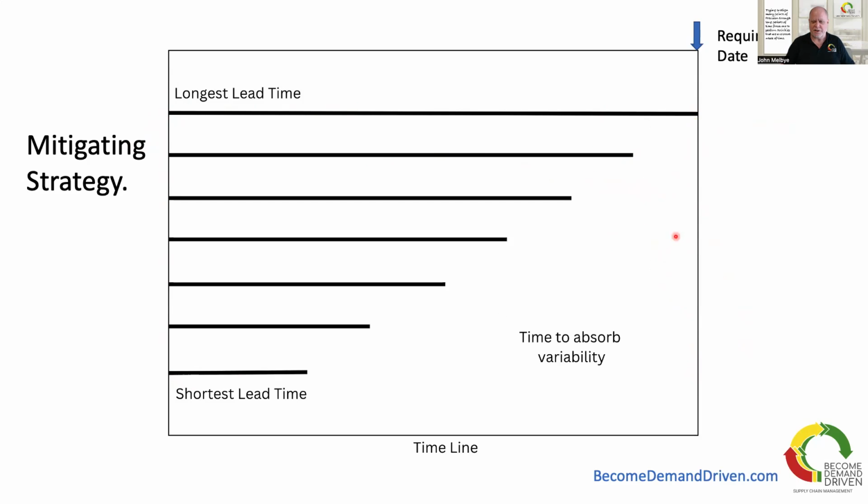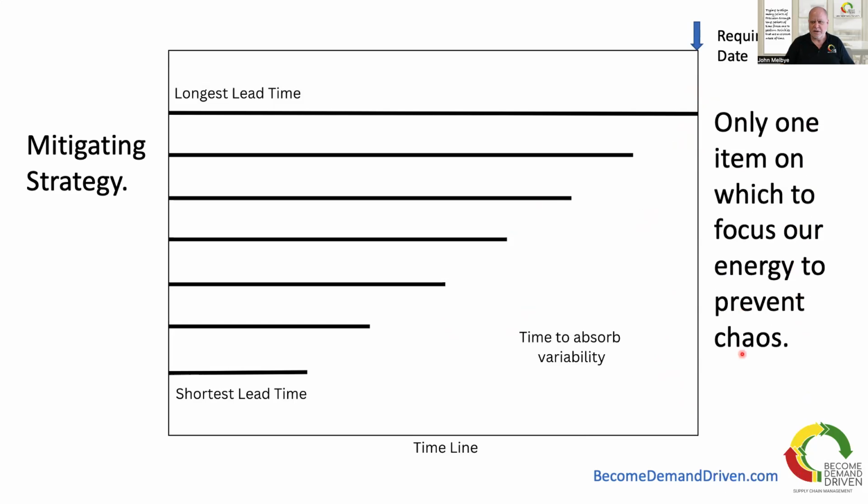But when I look at it this way, this white space moves to the other side and becomes our time to absorb variability. Because we know we have variability, everything's not going to come in exactly when we plan to have it come in. Now we have this time to absorb variability. And in this case, we only have one item where we need to focus our energy in order to get it to come in exactly when we need. And everything else should have arrived earlier. So instead of focusing on every single item, we just have one that we need to make sure hits this requirement date.